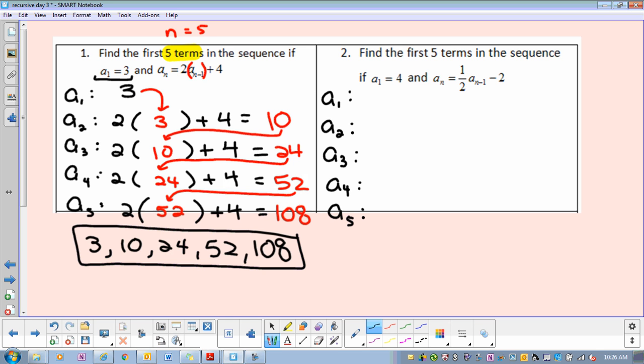They always give me the first one because they have to. They have to tell me how it starts, right? With the recursive. First number is what? 4. And you see your formula here? You plug it in.